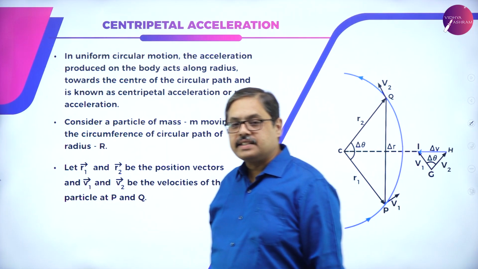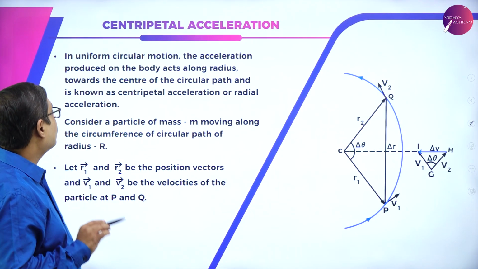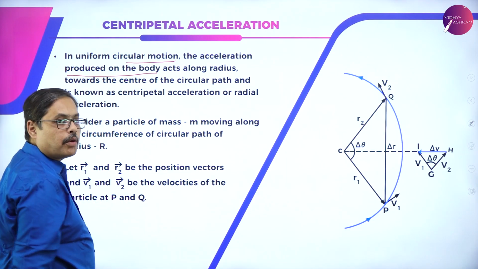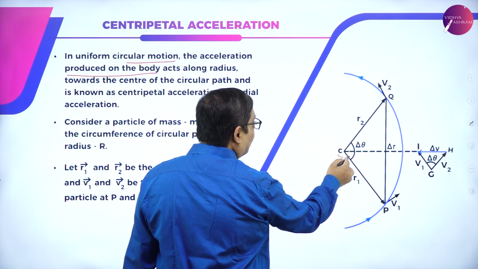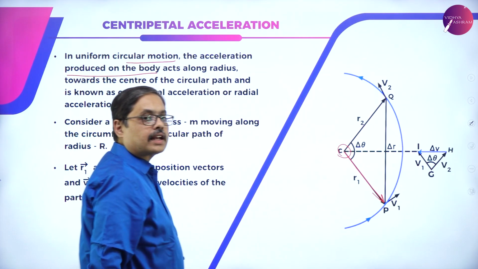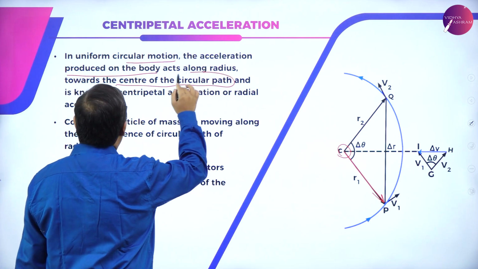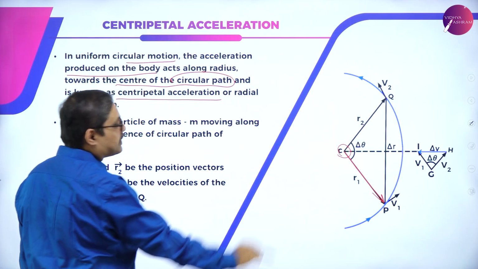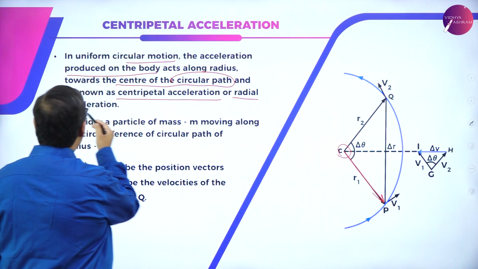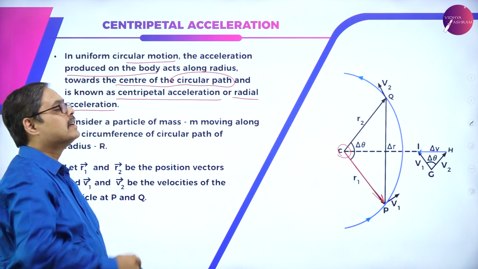Now let us check what is centripetal acceleration. Let us once again consider a particle or a body moving along a circular path. In uniform circular motion, the acceleration produced by the body always acts along the center, along the radius of the circle through which the body is moving. This is known as centripetal acceleration, also known as radial acceleration because it is acting along the radius of the circle.